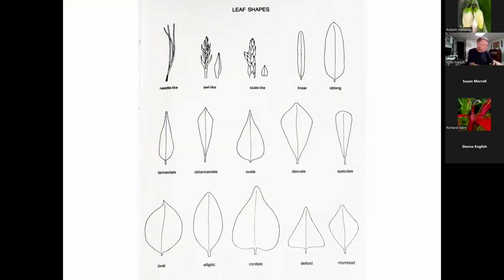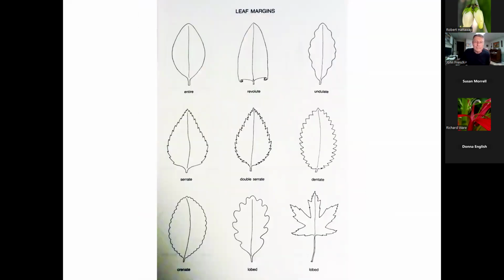We won't be dealing with any needle-like, awl-like, or scale-like leaves today. Those are mostly your evergreens like pines, firs, and spruces. But the different shapes here, I don't know if you can memorize all that or not, but you can look it up in any book showing all the different kinds of leaves: linear, oblong, lanceolate, oblanceolate, ovate, obovate, spatulate, oval, elliptic, cordate, deltoid, and rhomboid. I'll say them just in case you didn't know how to pronounce them.